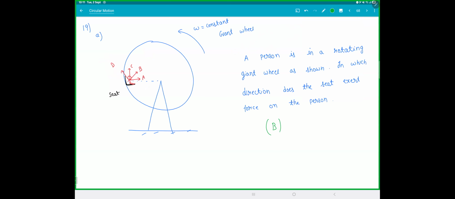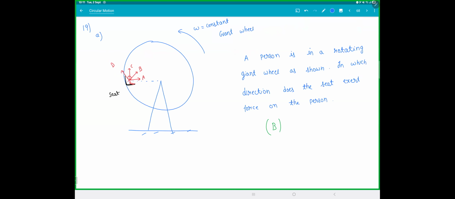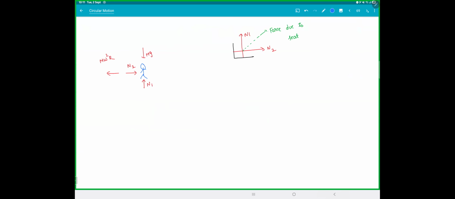Easy? Next one. Any doubts on this? Yeah, B, most of you got it. An aeroplane is going in a horizontal circle with constant speed.